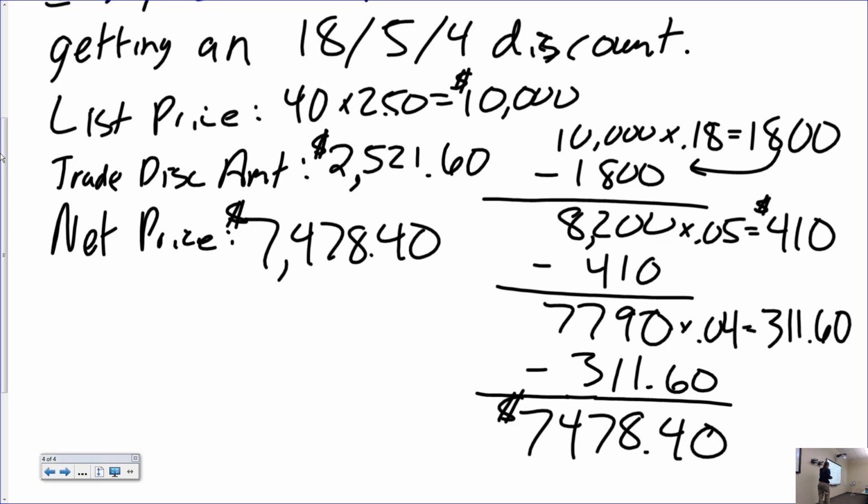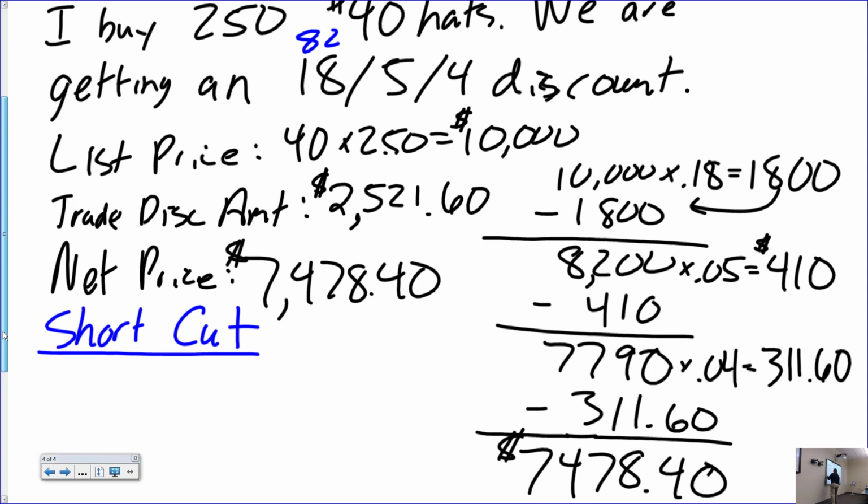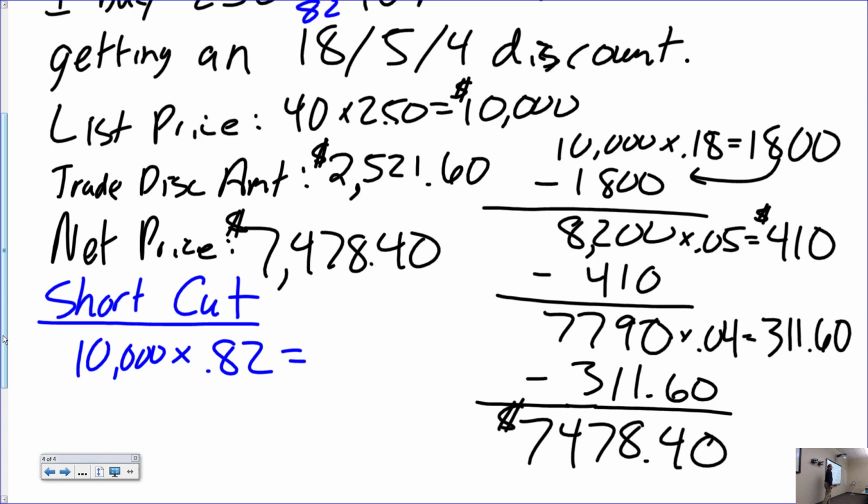All right, so, shortcut, folks. If you're doing an 18% discount, what percent of the product are you paying for? 82%. What's 10,000 times 0.82? 8,200. Did that in one step instead of two.